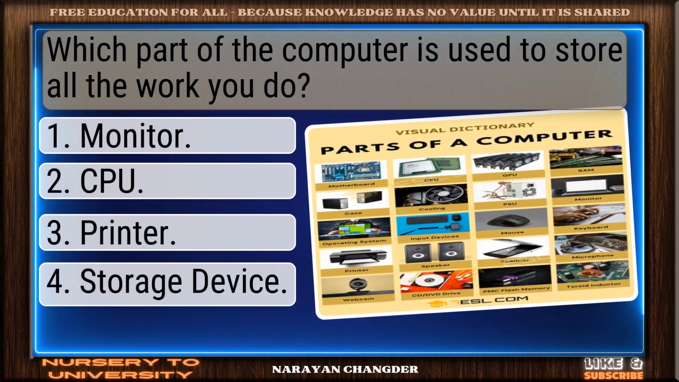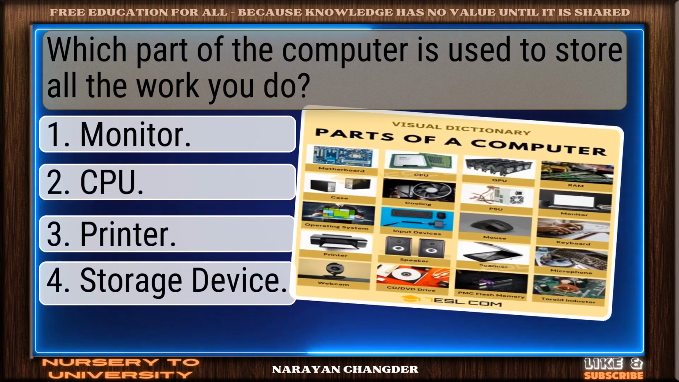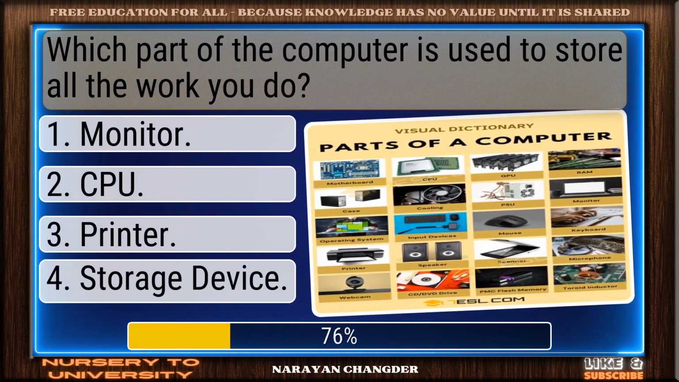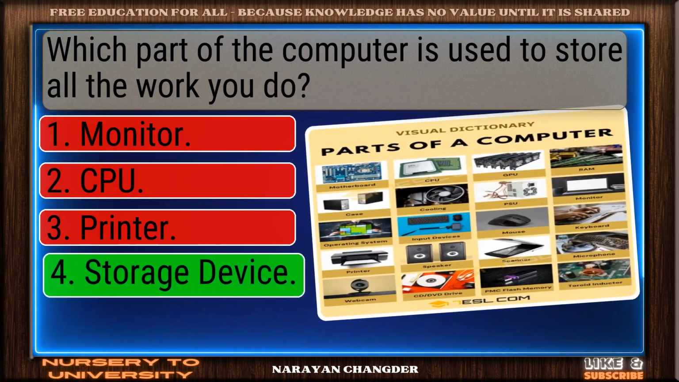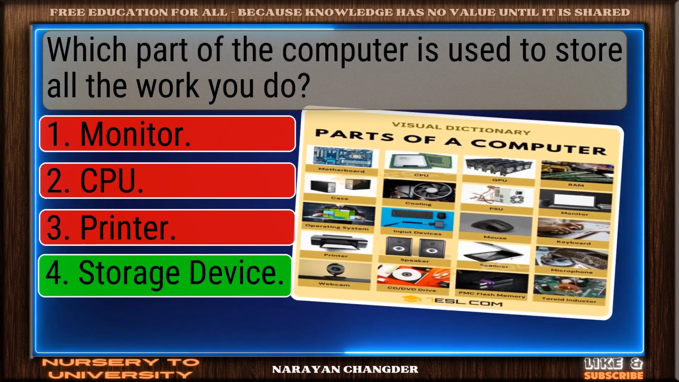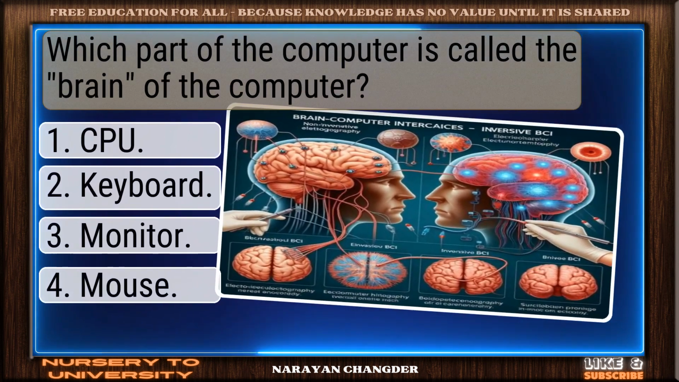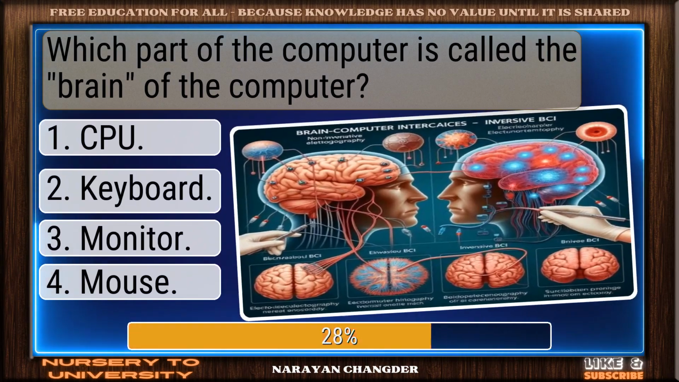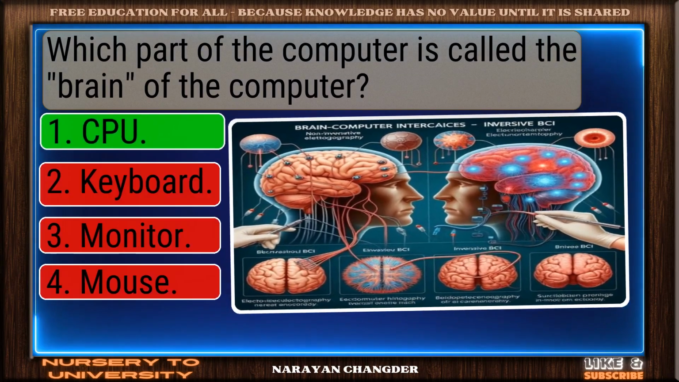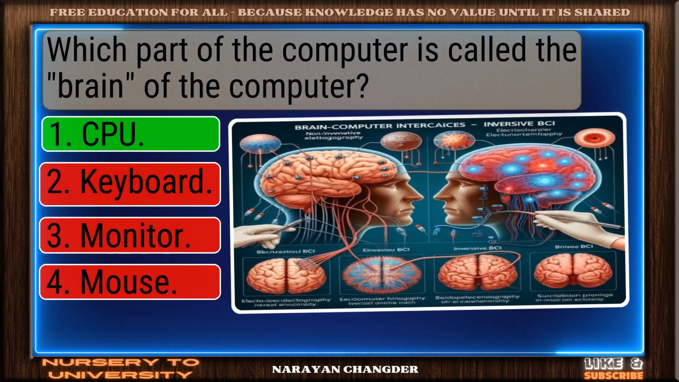Which part of the computer is used to store all the work you do? Correct response. Storage device is accurate. Which part of the computer is called the brain of the computer? Correct. CPU is spot on.